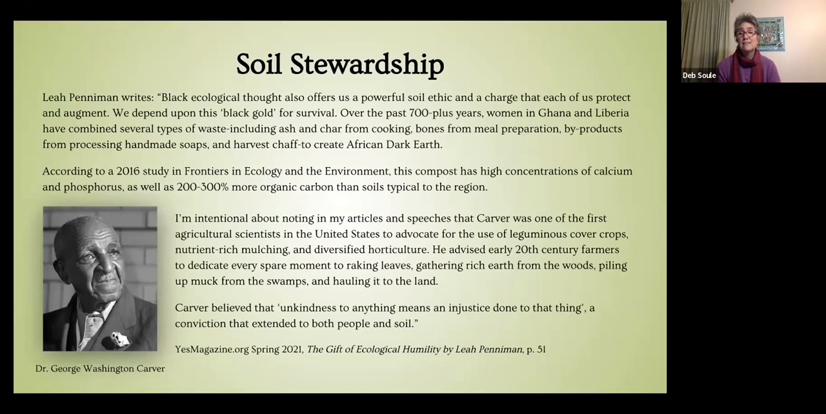And as she writes here in the article, "I'm intentional about noting in my article and speeches that Carver was one of the first agricultural scientists in the United States to advocate for the use of leguminous cover crops, nutrient-rich mulching, and diversified horticulture. He advised early 20th century farmers to dedicate every spare moment to raking leaves, gathering the rich earth from the woods, piling up muck from the swamps, and hauling it to the land." These are all such basic foundational things that we do as really good restorative gardeners and farmers.